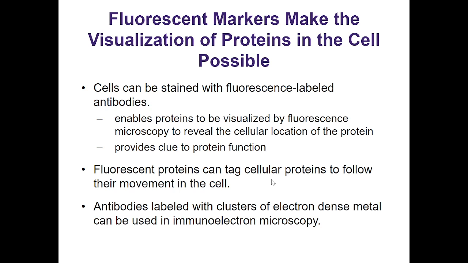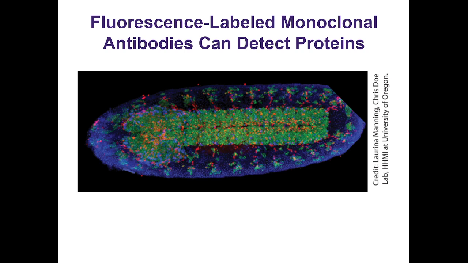The fluorescent proteins can tag cellular proteins to follow their movement in the cell, so you can actually see how they migrate through different processes, okay? And so you could actually look at cells when they're dividing, when they're doing different things. When you just recently put glucose in, hey, I have a bunch of these now popping up and fluorescing, okay? Which is really awesome. The antibodies labeled with clusters of electron-dense metal can be used in immunoelectron microscopy.